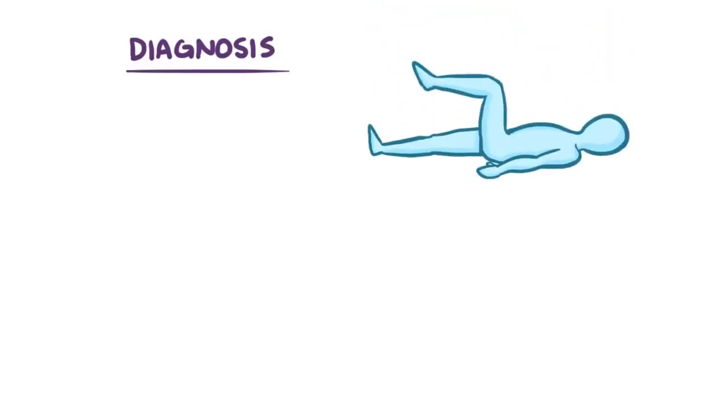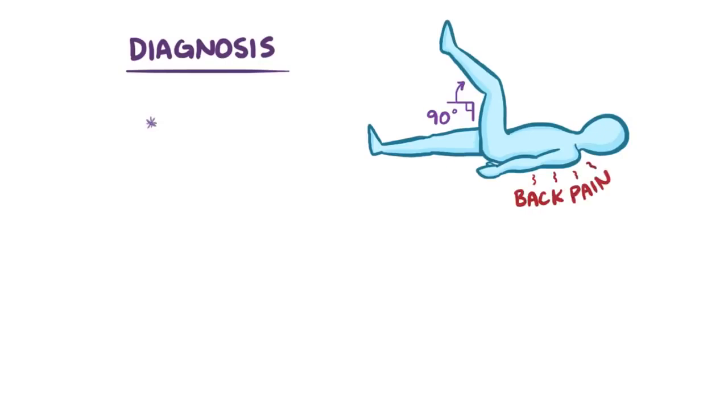One maneuver is when a person lies flat on their back facing upwards, and one of their legs is raised with the knee flexed to a 90-degree angle. Then the leg is supported and slowly straightened at the knee. If this causes back pain, then it's called Koenig's sign.